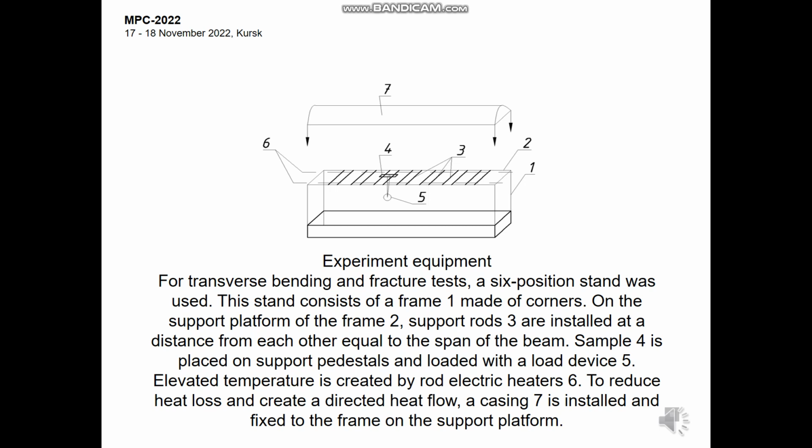To identify the temperature-time force equivalence, beam samples were made of polyvinyl chloride. The total number of samples was 150 pieces. The length of the samples was 6 cm. The cross-section is rectangular, b×h equals 1.5 cm × 0.3 cm. For transverse bending and fracture tests, a 6-position stand was used.